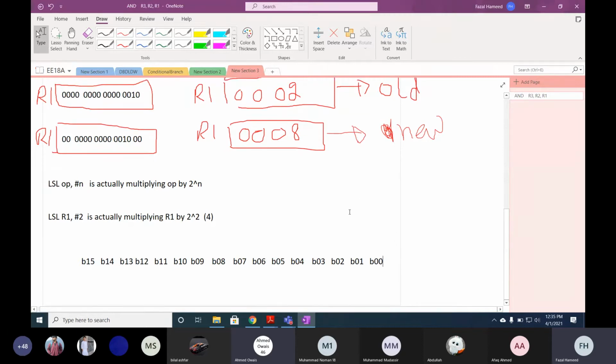Okay, you are right. Yes, it's shifting by 2. But why is it like this? Can anybody give me a clue why it is like this?